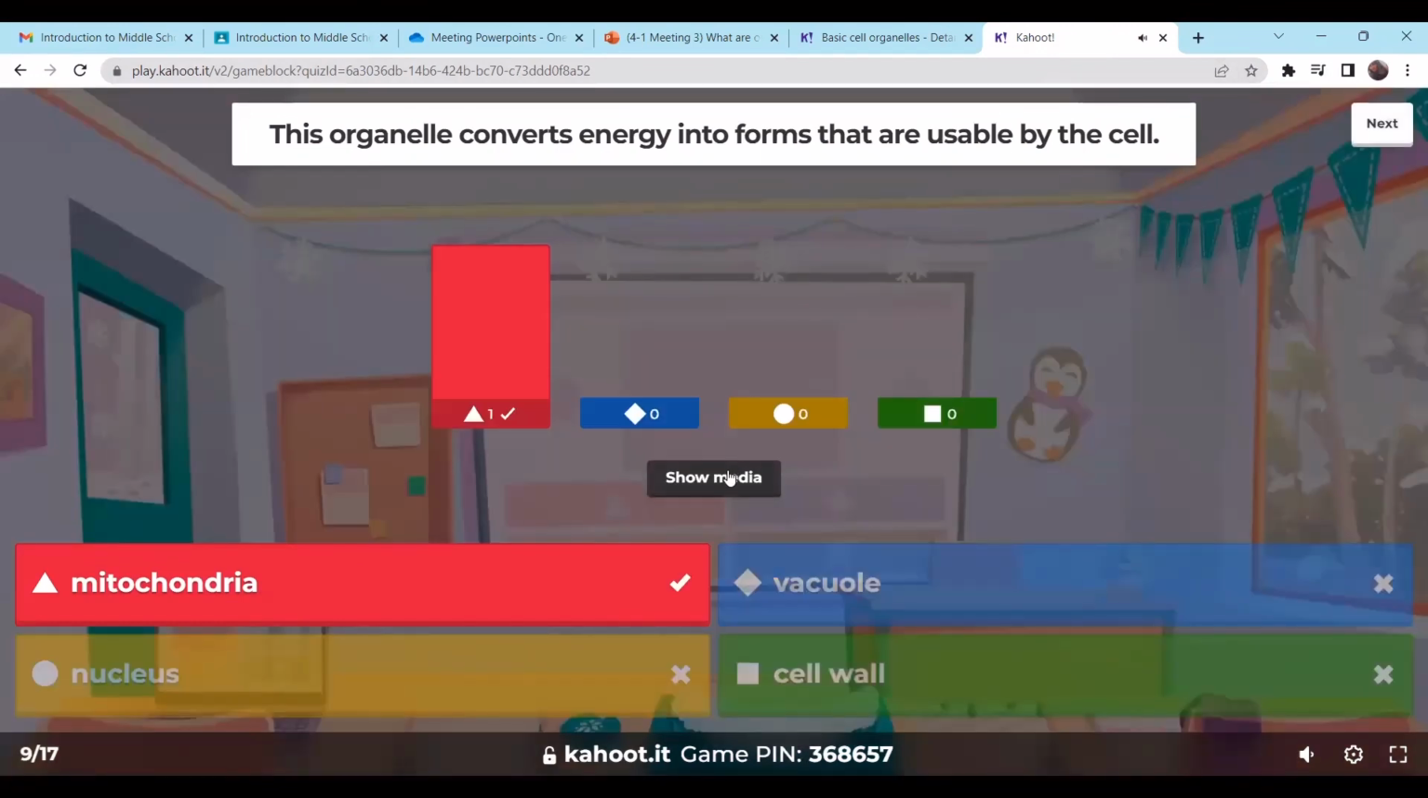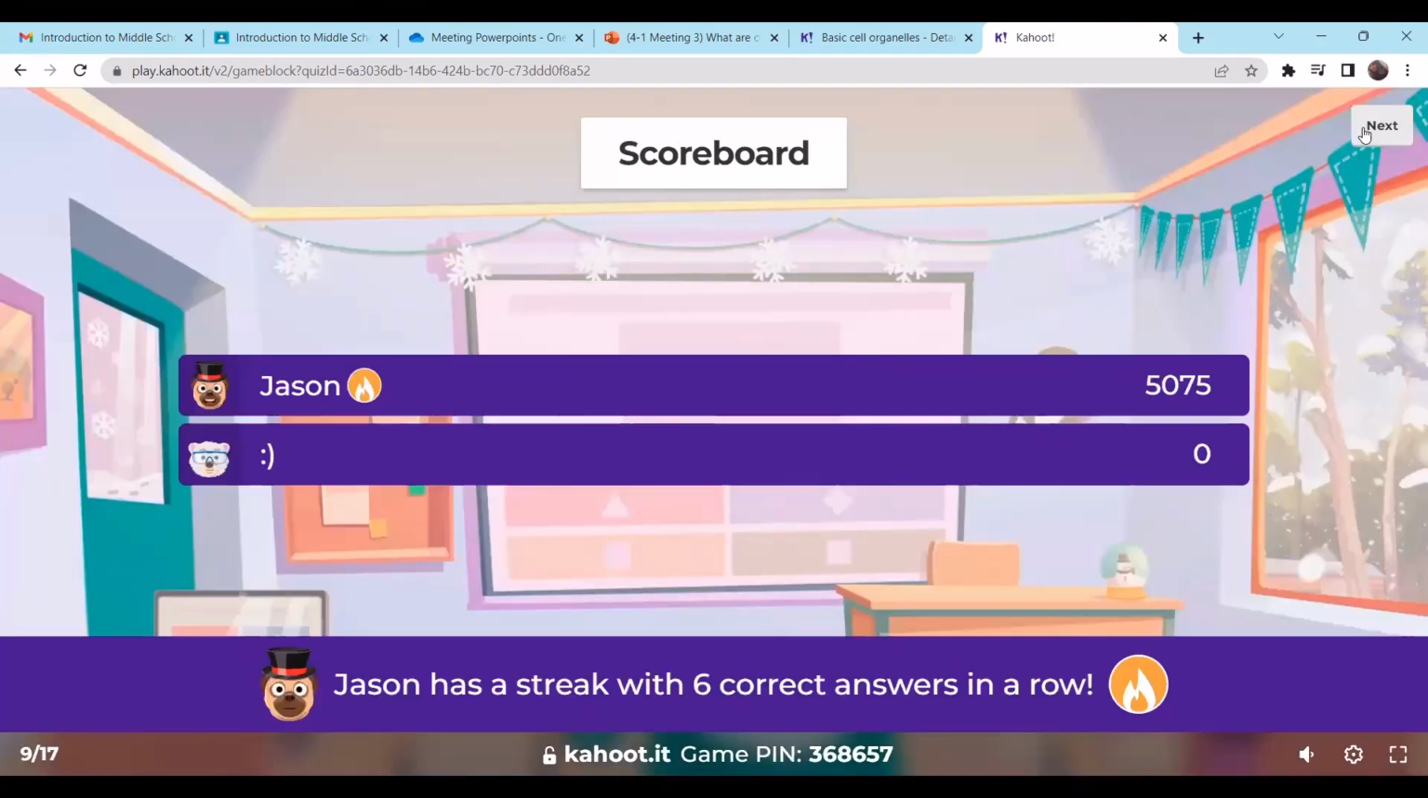Yes, the powerhouse of the cell. Mitochondria, which has this like long tube-like shape with little folds inside of it. It converts glucose into ATP.